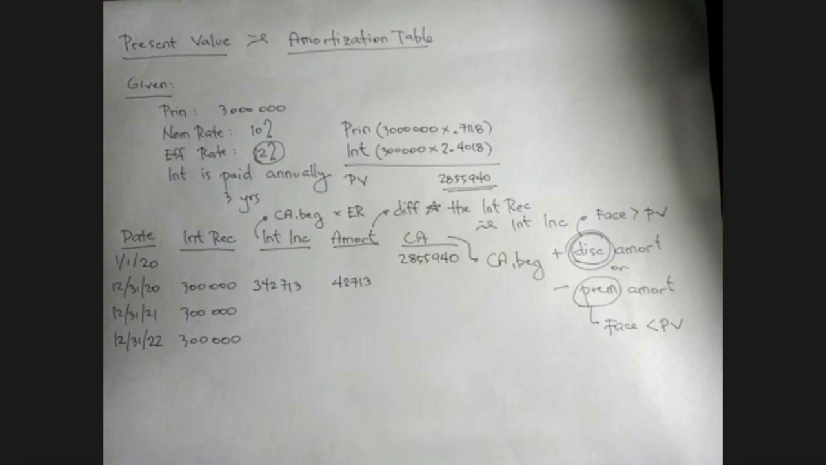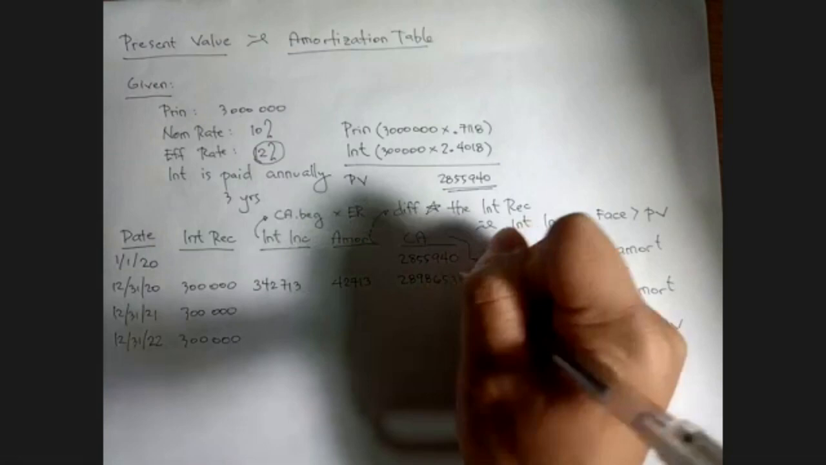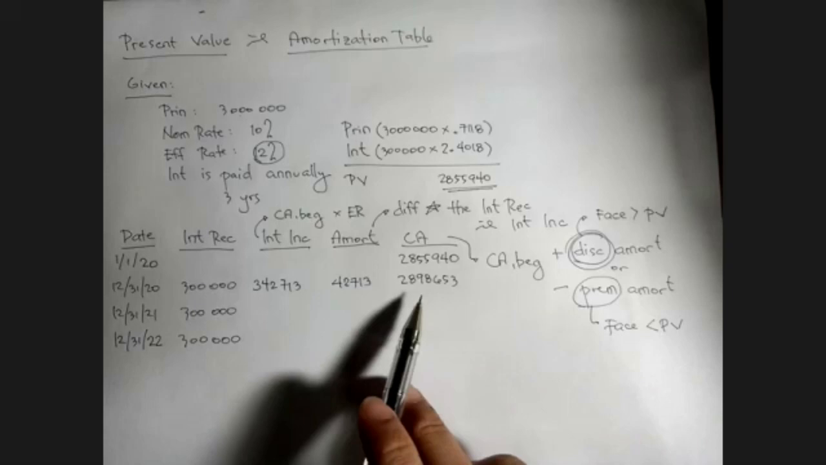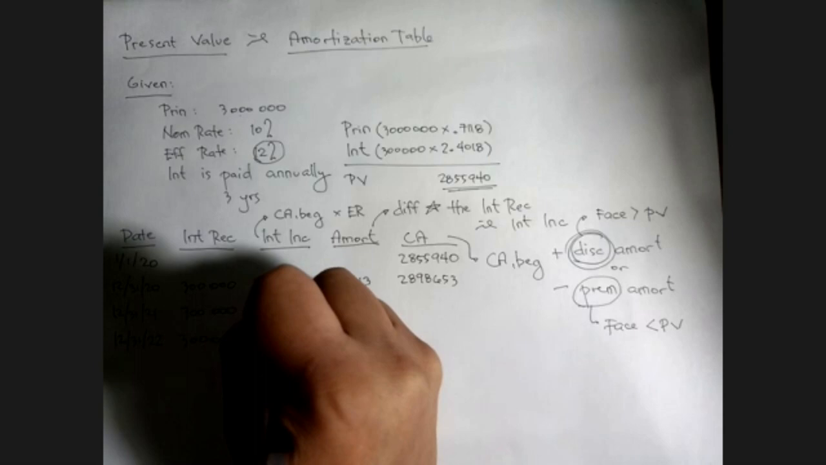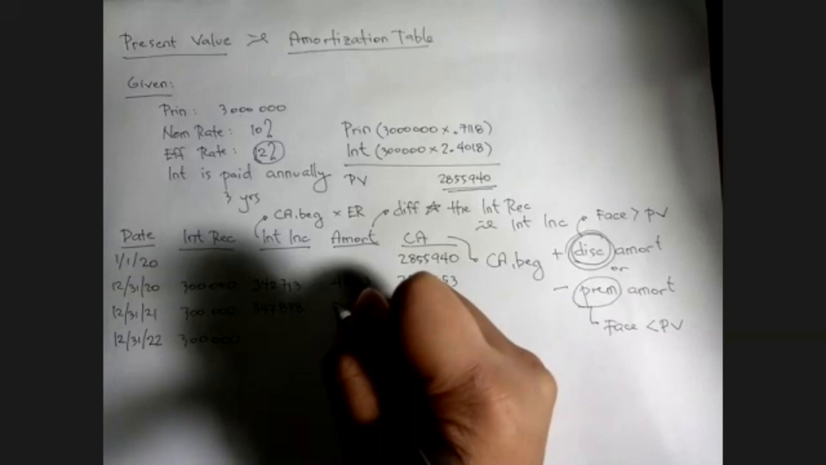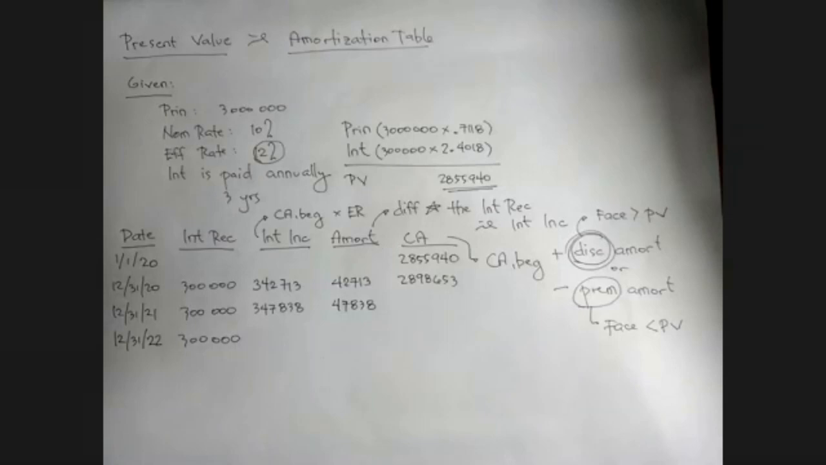So 2,855,940 plus 42,713 is equal to 2,898,653. And same thing. Times 12% natin to, makukompute natin si interest income, which is 347,838. Then any difference between the two will be the amortization, which is 47,838. Then discount ulit, so i-add natin.